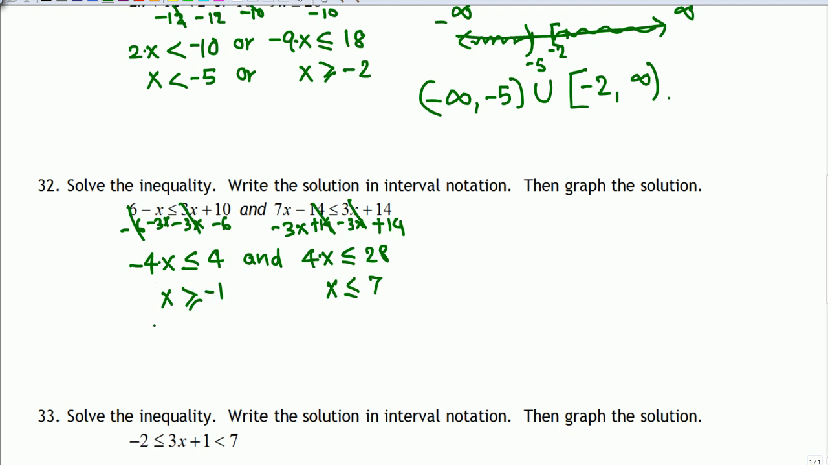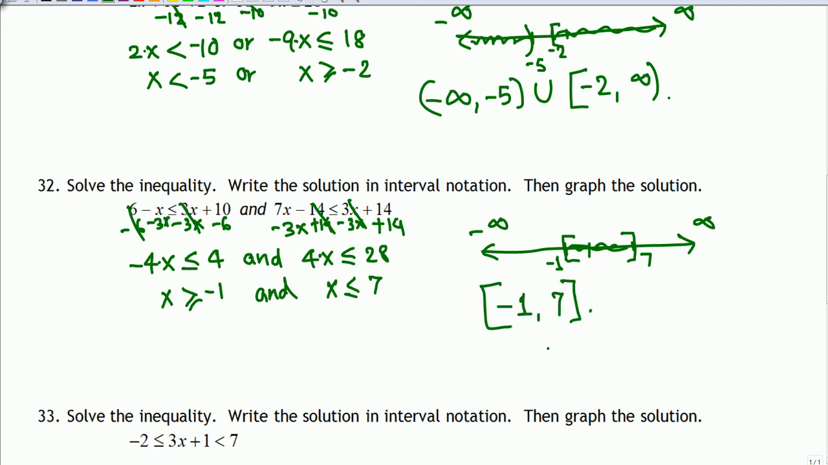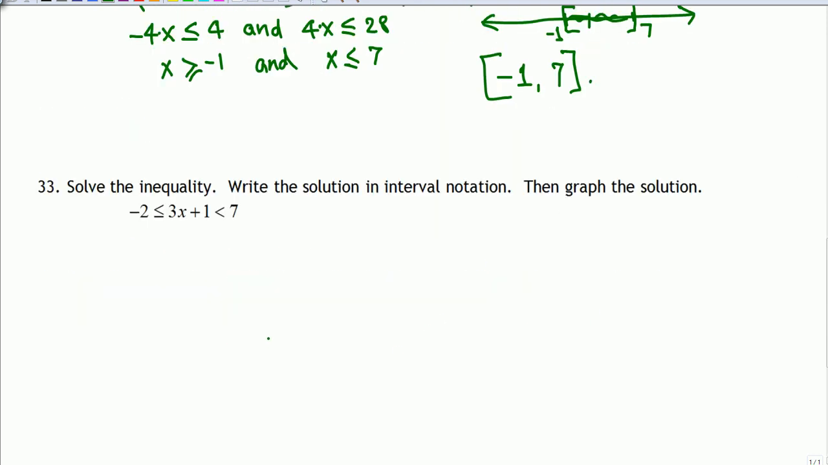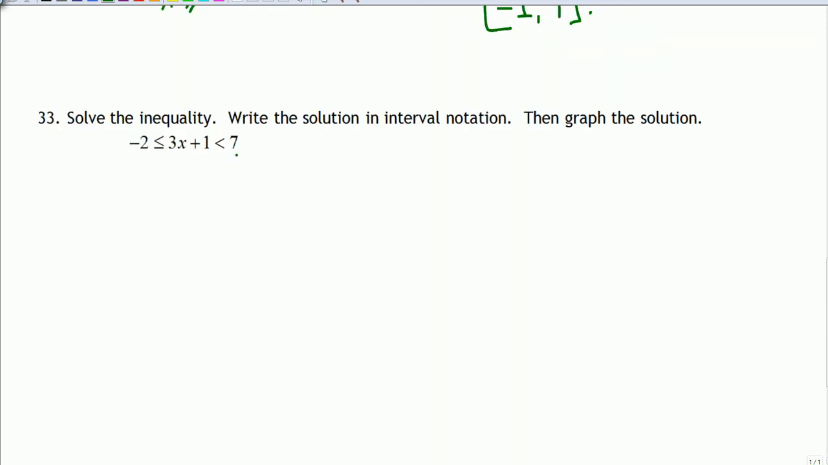Now we graph and we write the interval notation. X is bigger than or equal to −1. Here is 0, here is −1. Bigger than or equal to means a bracket and to the right, and x is less than or equal to 7, so 7 here, less than or equal to, so a bracket. So −1 through 7 with brackets.